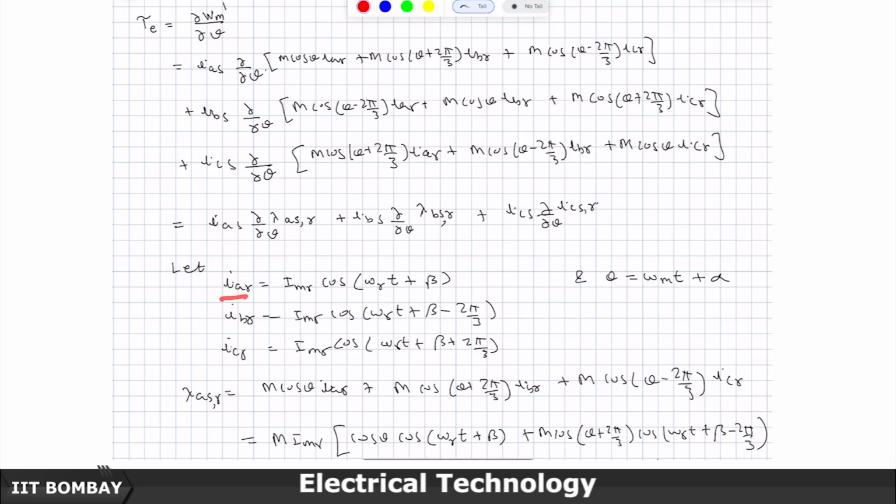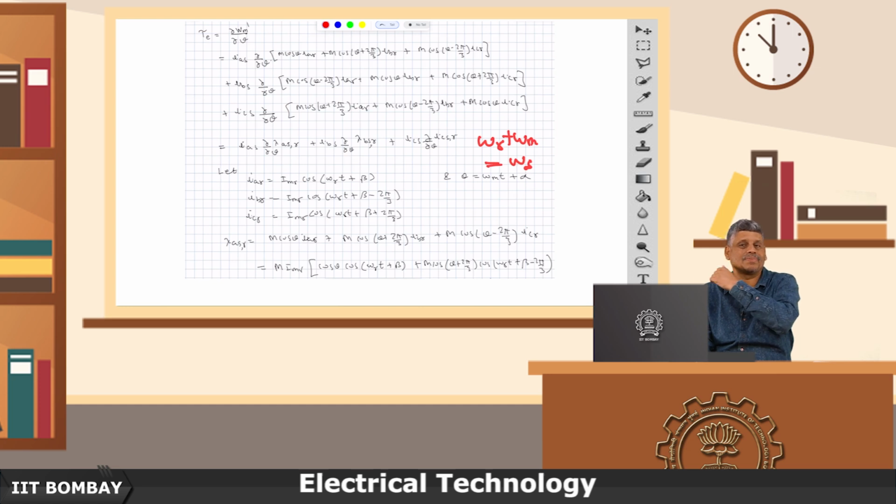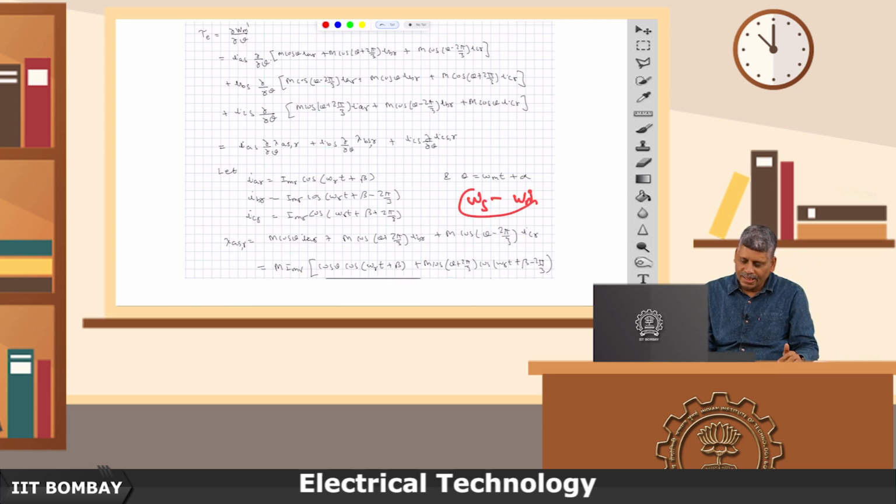So, suppose that the three phase rotor currents are given by IMR cos of omega r t plus beta, where omega r is the rotation frequency of the voltage in the rotor. If the speed of the motor is omega m, you know that omega r plus omega m is omega s. That means, if the machine is rotating with omega m speed and synchronous speed is omega s, the difference of the two is omega r. This much extra frequency voltage has to be induced in the rotor. This we have discussed earlier. So, that same omega r is used here.